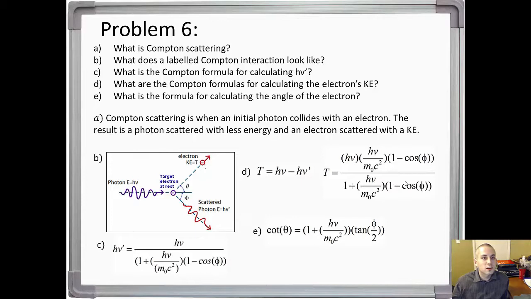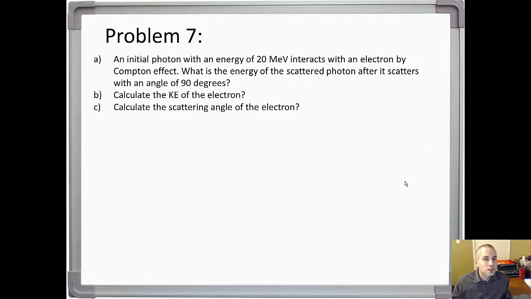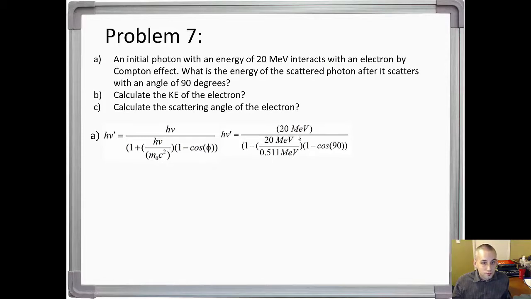Okay, so let's actually go through some practice problems with these formulas. So problem 7. An initial photon with an energy of 20 MeV interacts with an electron by Compton effect or Compton scatter. What's the energy of the scattered photon after it scatters with an angle of 90 degrees? So we have that formula again for the energy of the scattered photon. Here are our values: initial photon 20 MeV, rest mass of electron 0.511 MeV, scattered photon at an angle of 90 degrees. We can go ahead and solve.